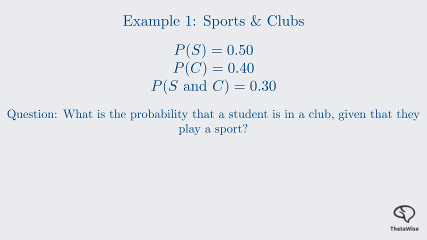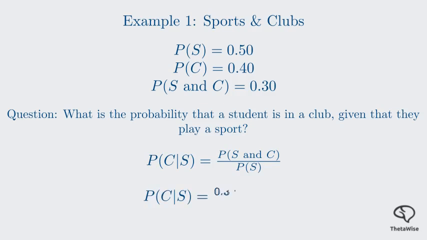This is a conditional probability. We're looking for the probability of being in a club, C, given that they play a sport, S. So we write this as P of C given S. Using our formula, that's the probability of both, divided by the probability of the given condition. We plug in our values. 0.3 divided by 0.5, that gives us 0.60.